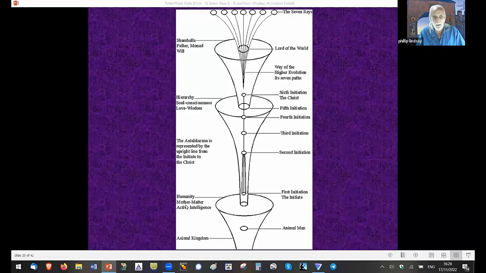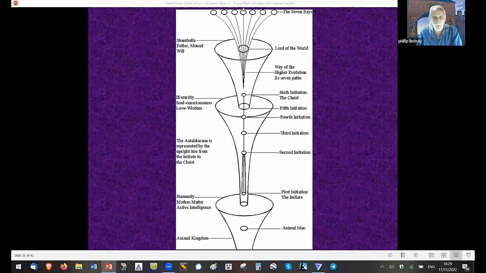This is humanity, who represents the mother aspect, as we call it, the mother matter, active intelligence, the 3rd ray. The hierarchy embodies soul consciousness, love, wisdom, the 2nd ray of love, wisdom. Of course, Shambhala, the father, the monad, represents will or power. Right down here in the bottom cone or flask, we have so-called animal man. And so between this level of animal man and the initiate, we have thinking humanity. We have varying degrees of humanity at different levels of evolution.